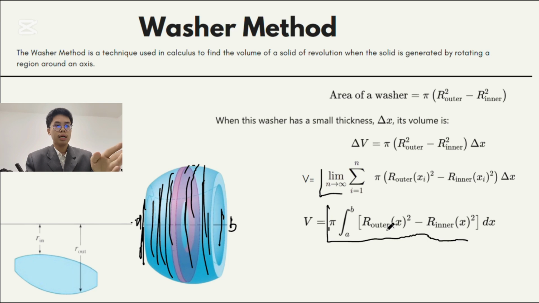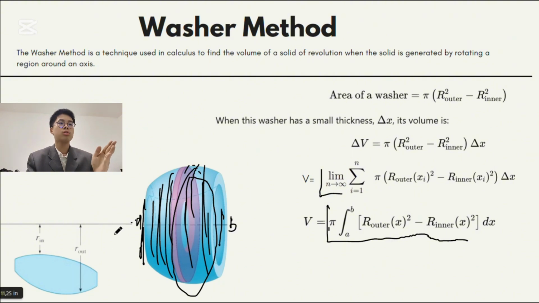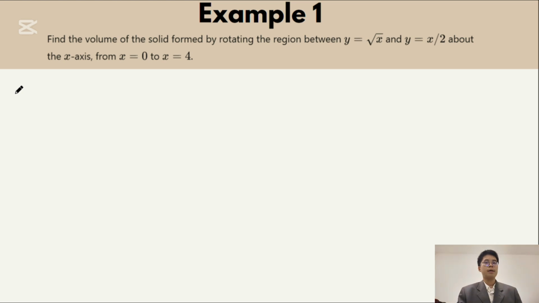And this formula is to find the volume of this whole solid generated by rotating this axis. Next, I'll explain the question example. Find the volume of the solid formed by rotating the region between y equals square root of x and y equals x over 2 about the x-axis from x equals 0 to x equals 4.